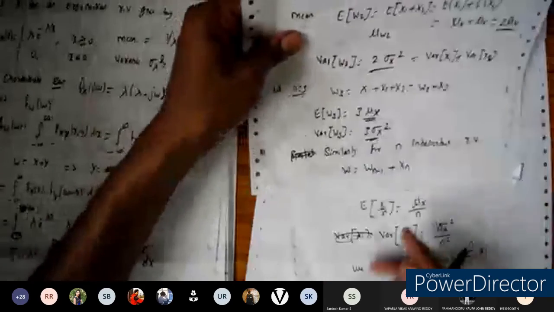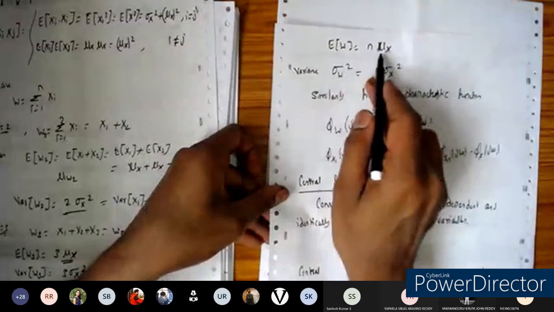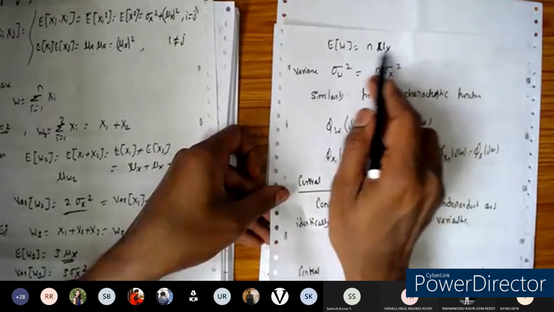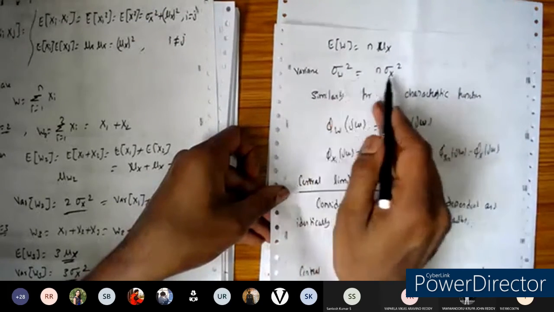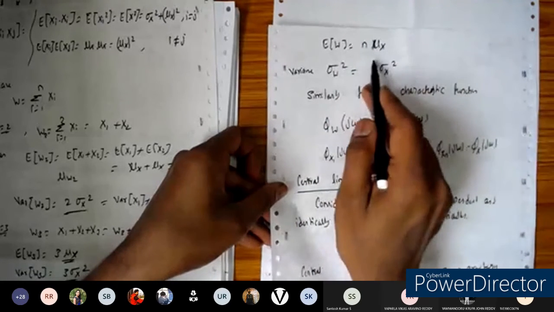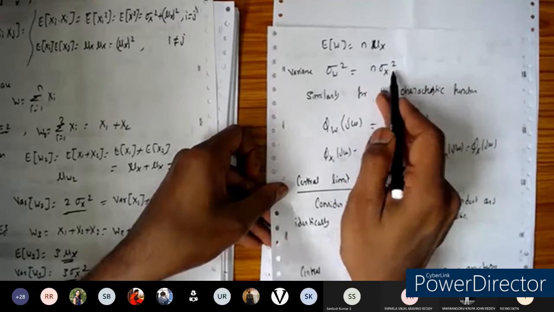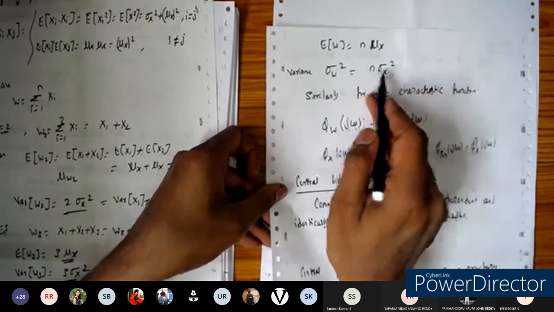So I'll just recall what we have done here. For the IID random variables, the mean of that one will be equal to n times nu x, and the variance of that one is n times sigma x square, because we are going to add them. I'm going to consider this one and find the mean and variance of the random variable y. So I'm just going to recall this concept here.